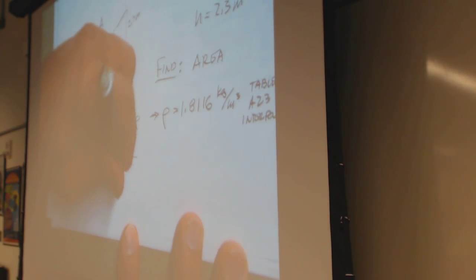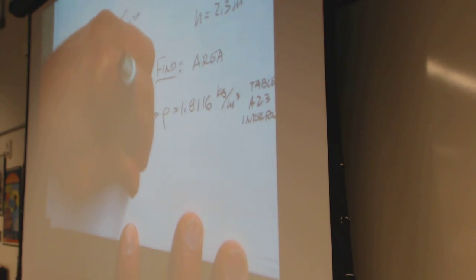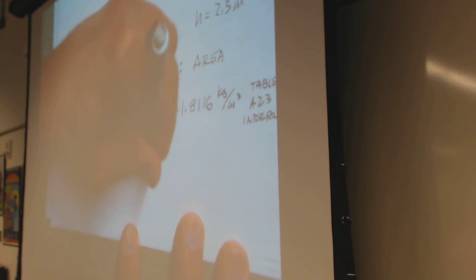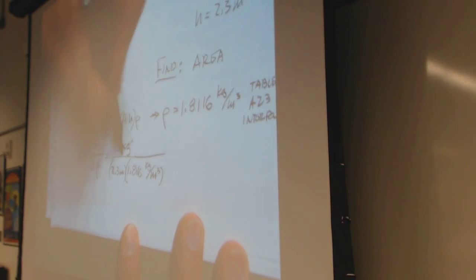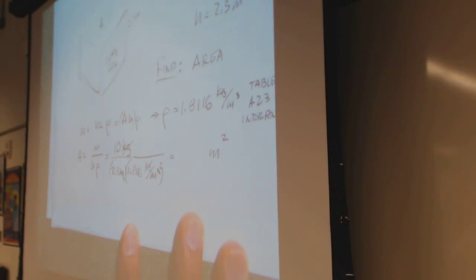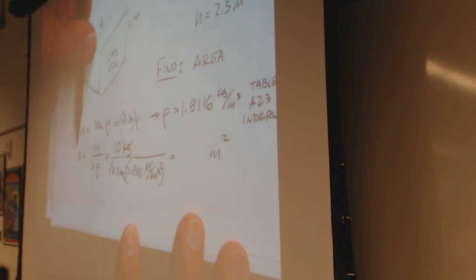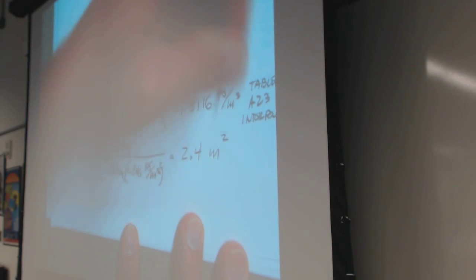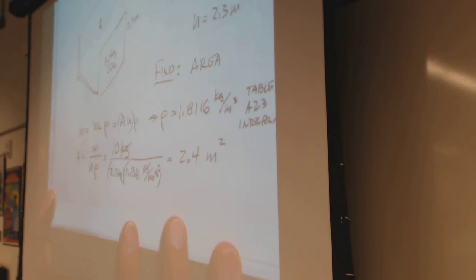So we got 2.3 meters, 2.3 times 1.8116 kilograms per meter cubed. Kilograms are going to cancel. This cancels one of those, so we got meters squared on the bottom of the bottom, which is the same as on the top. And we got meters squared, which is area, and that's what we're looking for. So now we got 2.4. Is that right? I did 2.3 times the bottom, and then I divided the 10 by that result.